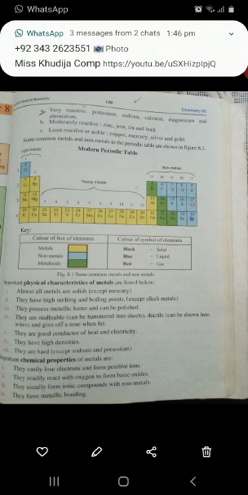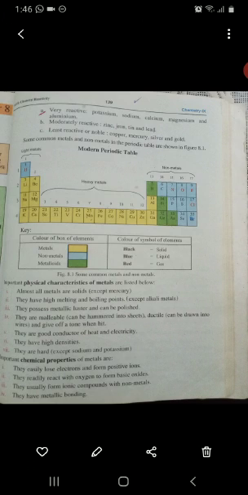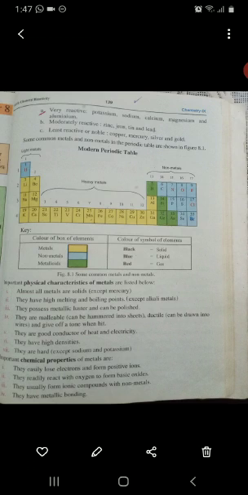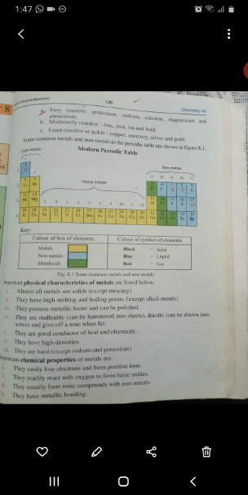Number 5, they are good conductors of heat and electricity. We have already studied that metals are good conductors of heat and electricity. Why? Because they have free electrons in them. Number 6, they have high densities. As we already studied, they are solid, that's why they have high densities, because they are heavy. And last is they are hard. All the metals are found in solid states, that's why they are hard, except sodium and potassium. They are very soft metals, they can be cut with a knife.